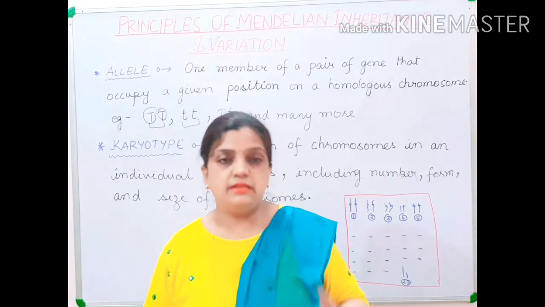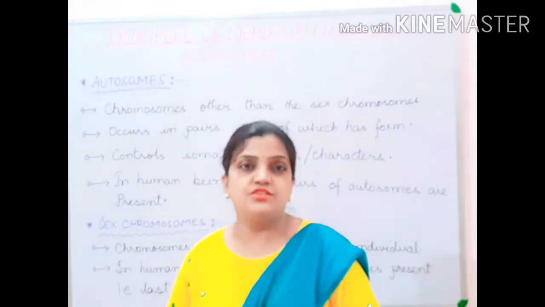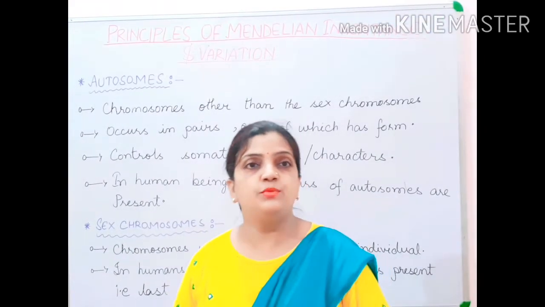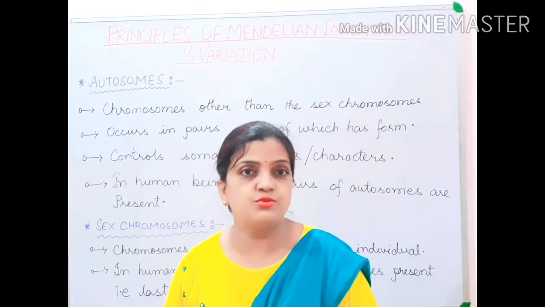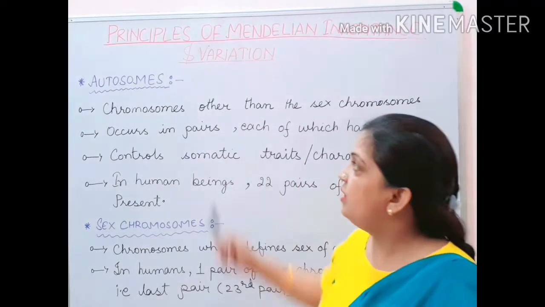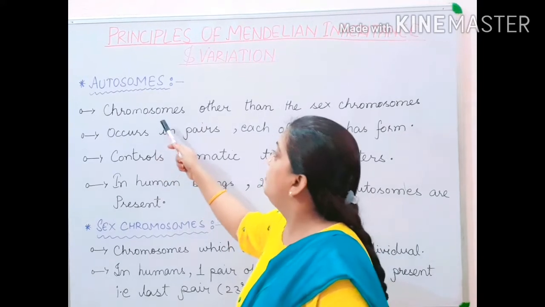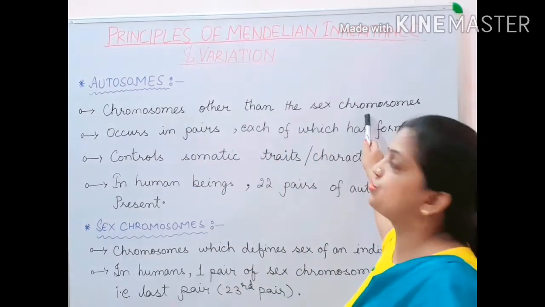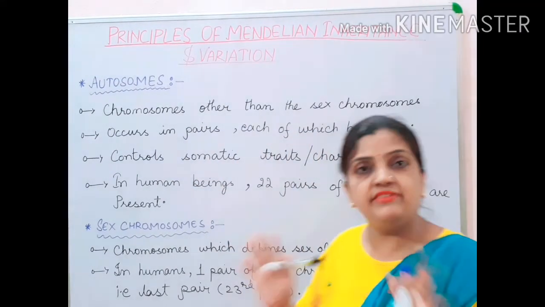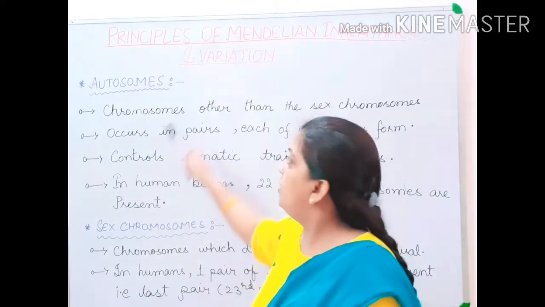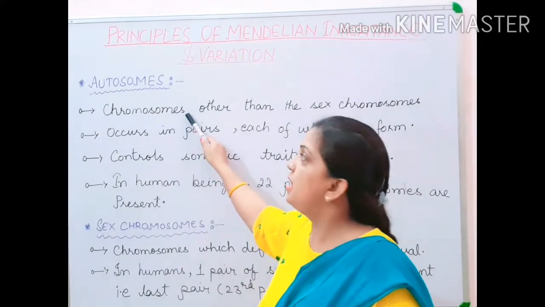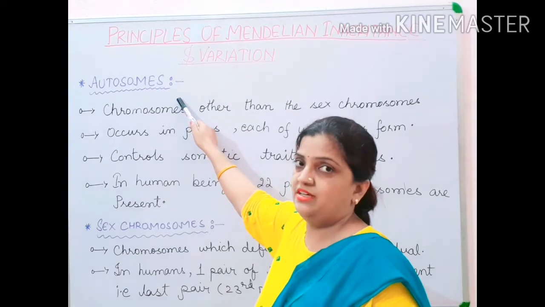Now children, let us move ahead. Let us understand what the definition of autosome says. Autosomes are chromosomes other than the sex chromosomes. Leaving the sex chromosomes, all the rest of the chromosomes are called autosomes.